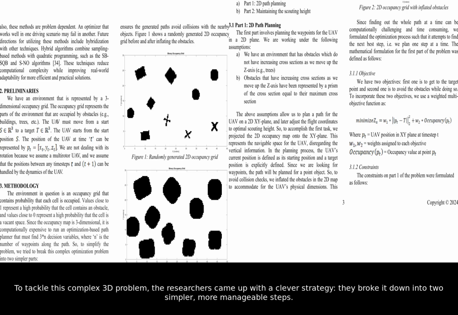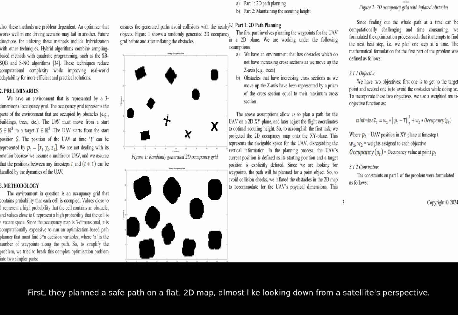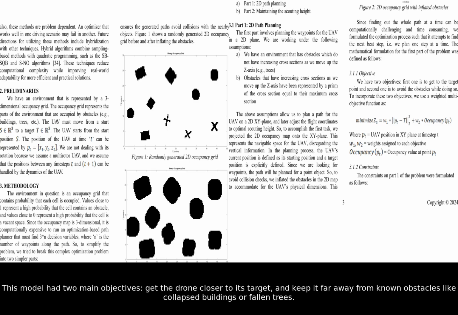They broke it down into two simpler, more manageable steps. First, they planned a safe path on a flat, 2D map, almost like looking down from a satellite's perspective. This 2D path was calculated using an optimization model. This model had two main objectives: get the drone closer to its target and keep it far away from known obstacles like collapsed buildings or fallen trees.